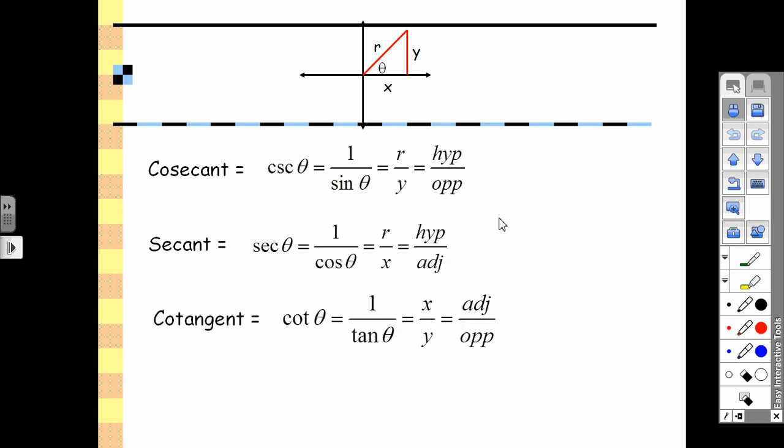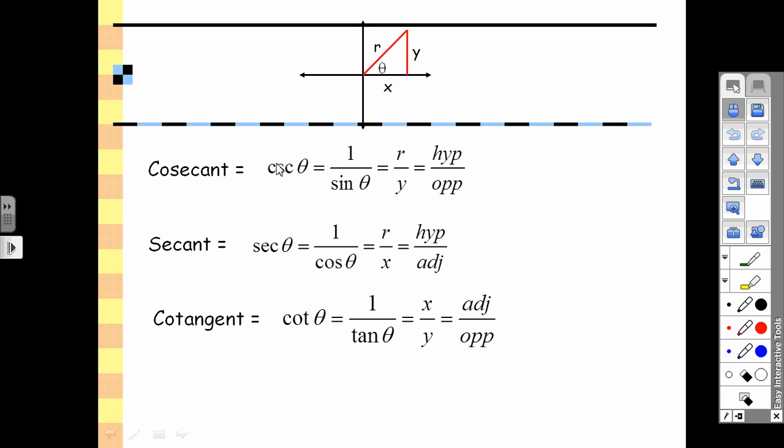And then cotangent, I bet you couldn't guess that, was the reciprocal of tangent. So 1 over tangent, or since tangent is opposite over adjacent, now we are adjacent over opposite, which is x over y. So it's fairly simple to remember that cotangent and tangent relate to each other, but trying to keep track of the fact that secant is the reciprocal of cosine and cosecant is the reciprocal of sine.